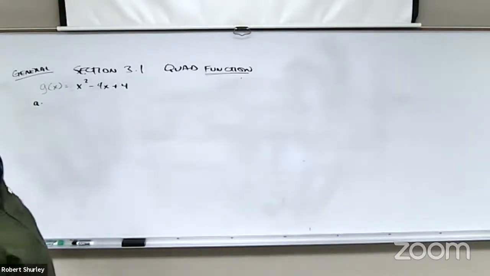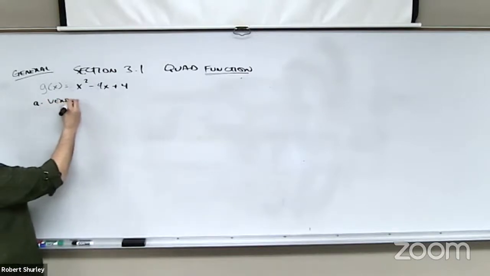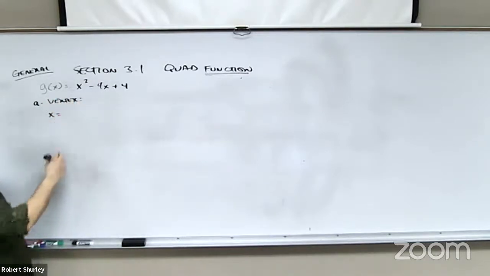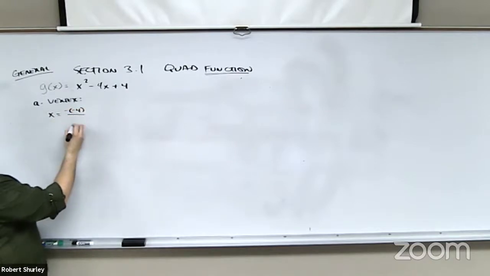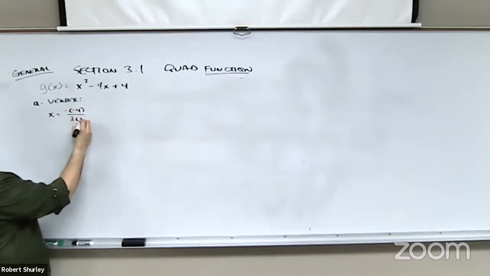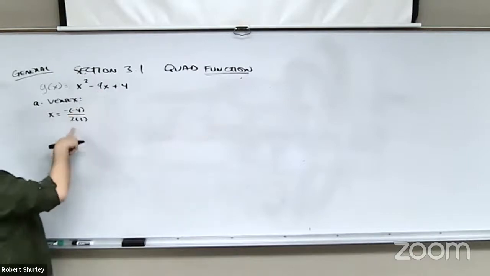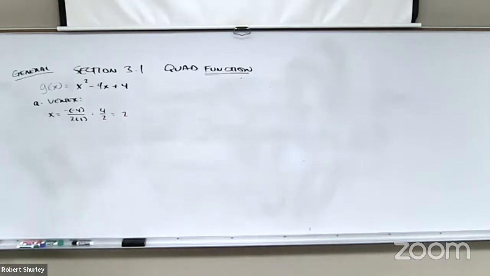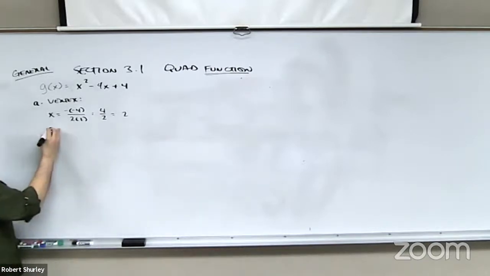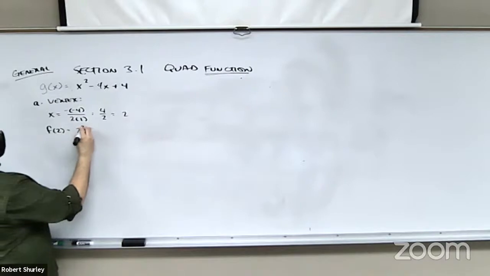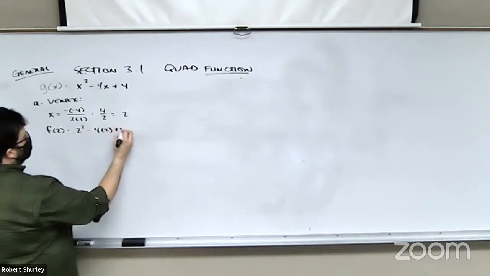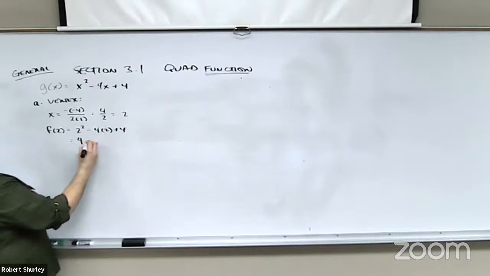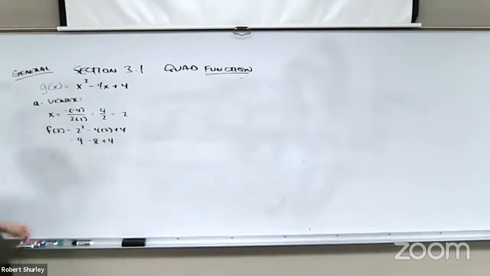Okay, so let's find the vertex. I'm going to do this one with you. So the vertex, we know the x value is going to be negative b over 2a, right? Negative b, so negative 4 over 2a. So we wind up with 4 divided by 2. So we wind up with x equals 2. Okay, so I'm going to kind of zoom through this one because I'm running out of time. I'm going to plug that into the function. So 2 squared minus 4 times 2 plus 4. So it'd be 4 minus 8 plus 4.